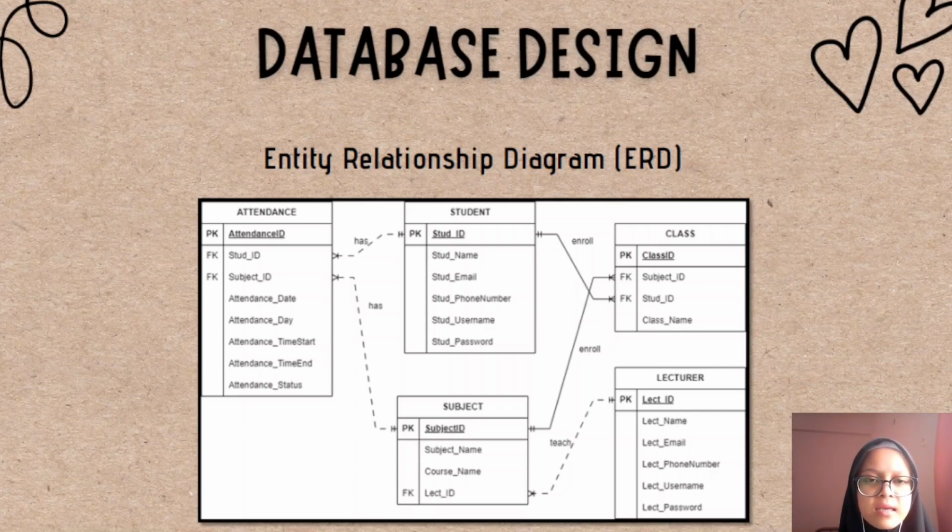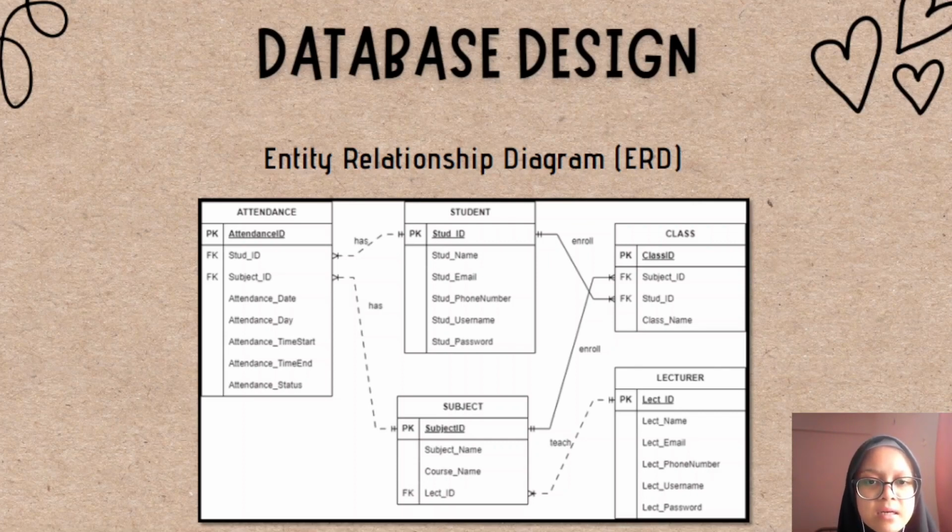In the entity class, there are also a few attributes such as class ID, subject ID, student ID, and also class name. For the class ID, it is a primary key, and for the subject ID and student ID, it is a foreign key. For the entity subject, they also have attributes such as subject ID, subject name, course name, and also lecturer ID.